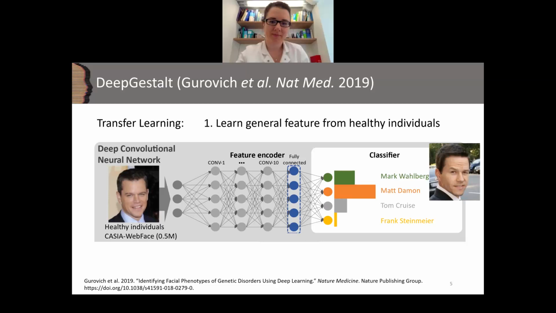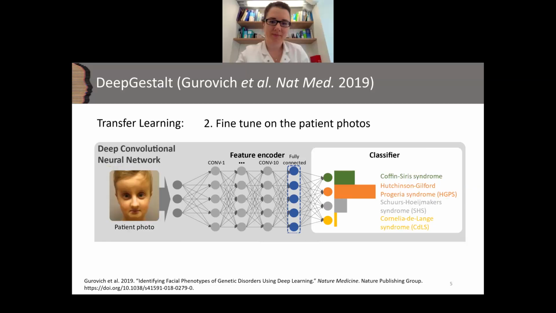And then we replace the last layer from different persons to different diseases. For example, here we try to learn disorders like Cohen syndrome, progeria, and the last one will be Cornelia de Lange syndrome. Then we further train on more than 10,000 images with around 200 disorders. We try to learn how the facial features can classify different diseases. With this technology, you can then classify the disorder. You train on the last layer, which is the classification layer. So this is how DeepGestalt was working in 2019.